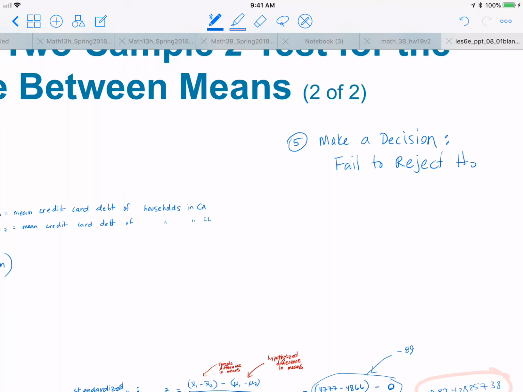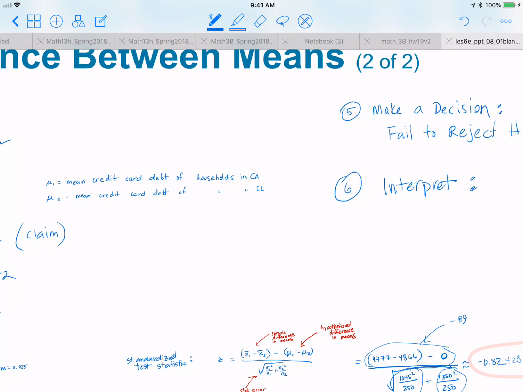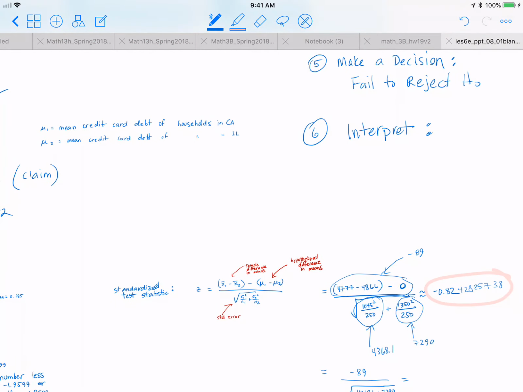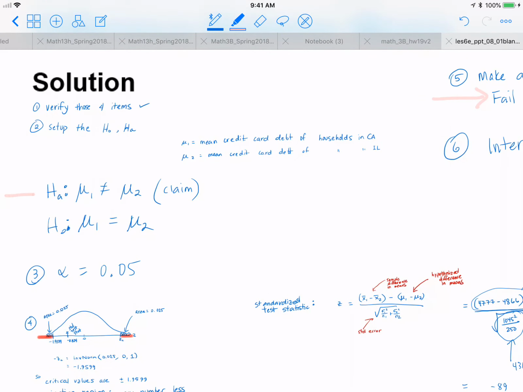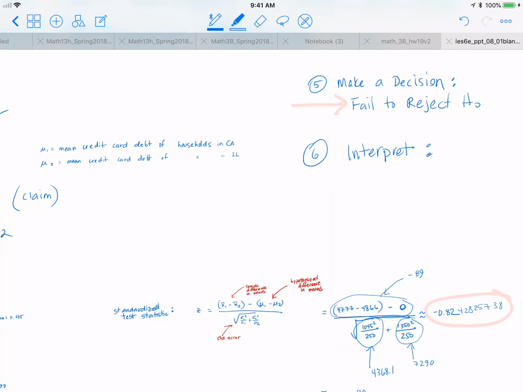And the last thing I need to do is interpret my decision. And here's the interpretation. Now I failed to reject H0, and my claim was HA. So at the 5% level of significance, there's not enough evidence to support the group's claim that there is a difference in the mean credit card debts of households in California and Illinois.